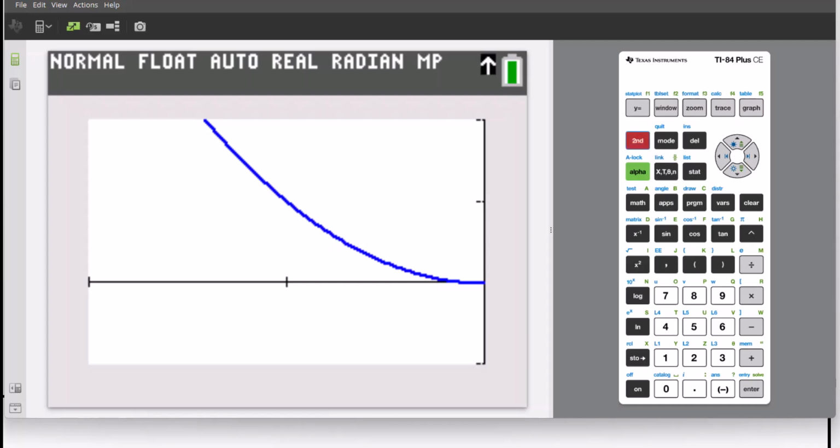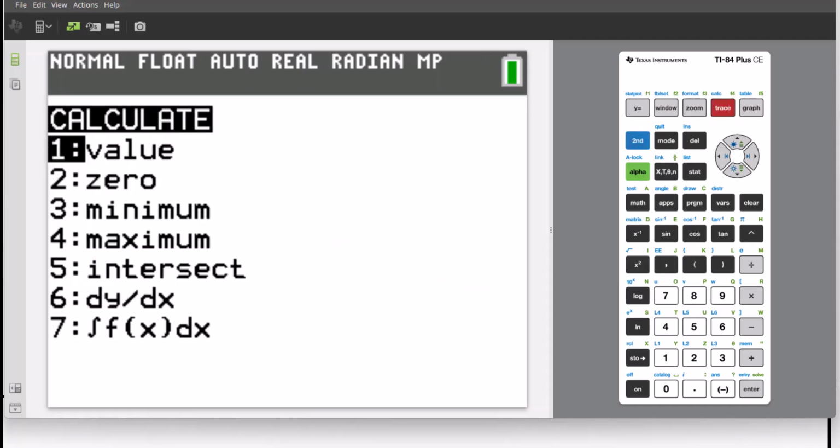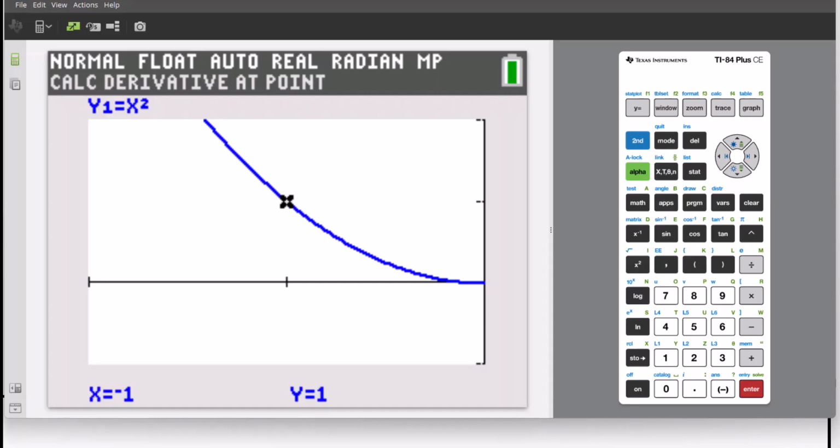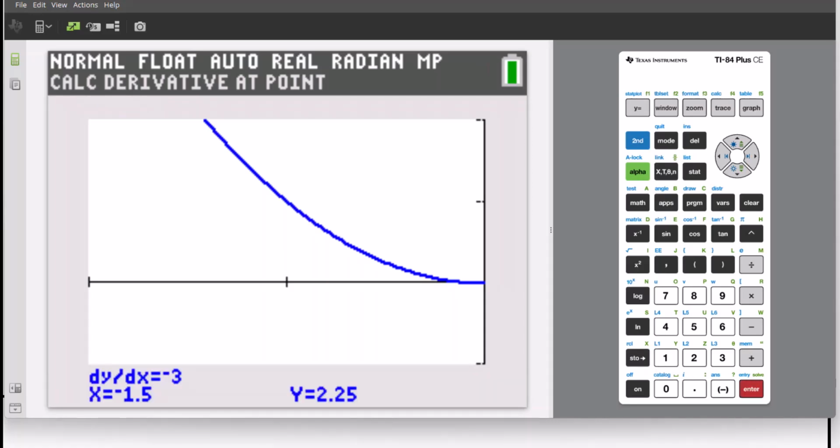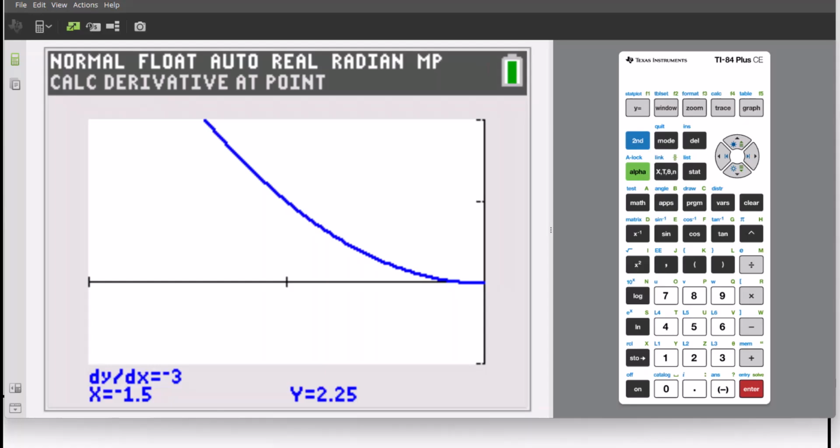So you just click second, then the trace key, and go down to option number 6, which is the slope command. You hit enter, and then you tell the calculator where you want to find the slope. I'm going to select -1 and hit enter, and the bottom of the screen will tell me the slope is -2. Obviously, if I select option number 6 again and pick a different location, say -1.5, the slope is going to be different. Because it's a different location, the tangent line is going to be completely different, and the slope at that location is apparently -3.